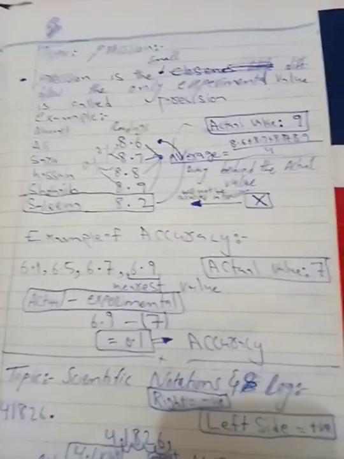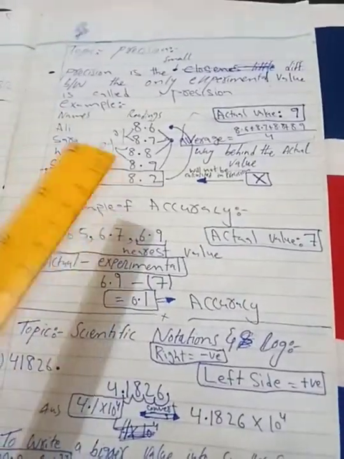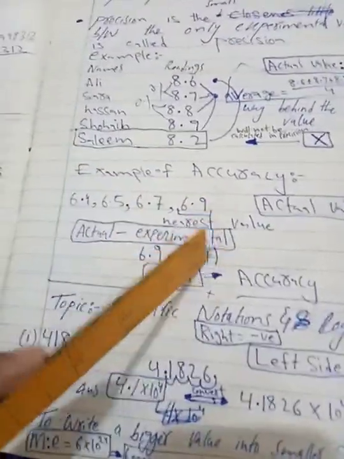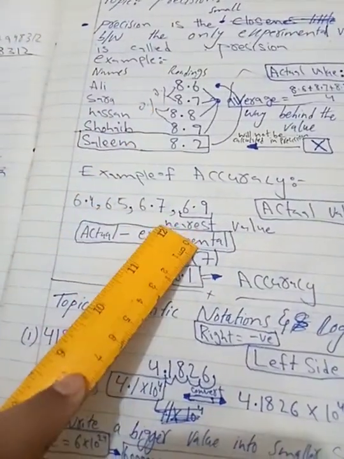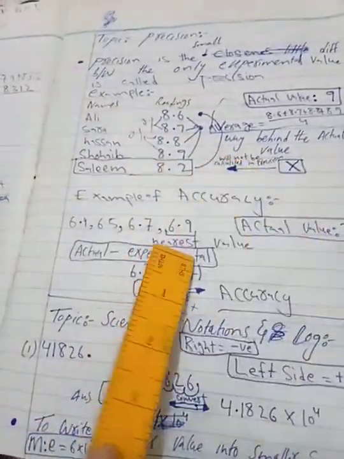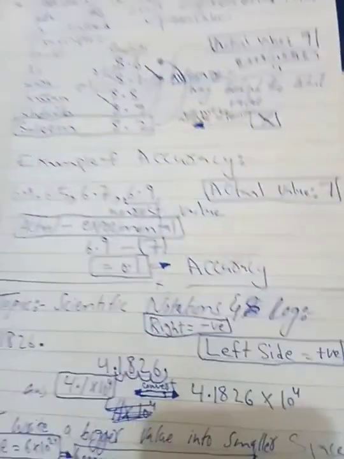Here we have the example of accuracy which we defined earlier. The actual value is 7, and some students got the values 6.4, 6.5, 6.7, 6.9. The nearest value from these all is 6.9. We subtract this value from 7, because 7 is the actual number. When we subtract, we get 0.1, and this 0.1 is known as accuracy.